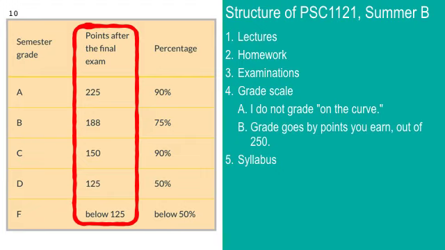I go by points, and out of 250, so 225 or more for an A, 188 or more for a B, 150 or more for a C, 125 or more for a D, and below 125 you get an F. And hopefully there won't be many F's down there at all. Most people will be up in the C's, B's, and A's if you're doing your normal amount of work.